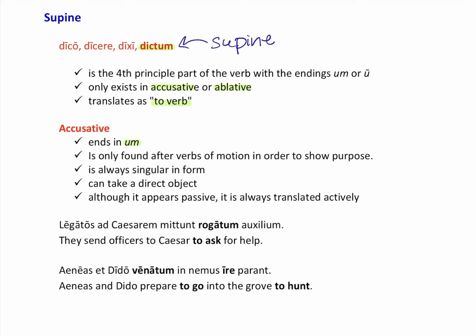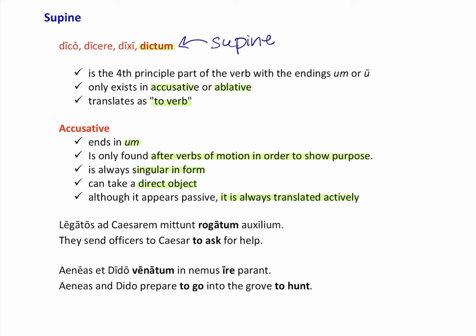Now, the accusative is only found after verbs of motion, and it's used to show purpose. They're always translated, remember, as "to" plus a verb, and it's always singular, and the accusative supine can take a direct object. Okay? And although it appears passive, it's always translated actively. Because remember, we've used that fourth principal part to do passive. It's always translated actively. So let's take a look at a couple of these.